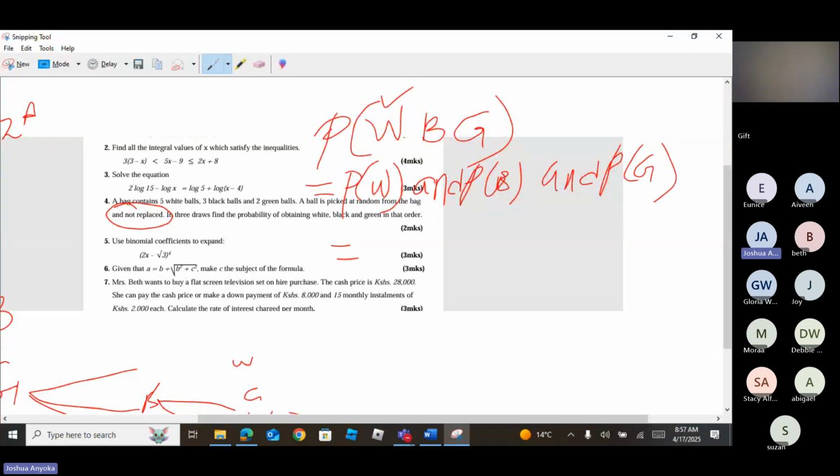So the probability of picking white is 5 over 10. Because of the word and, we multiply. Probability of picking black is 3, but now they were 10. We have taken 1. So how many are remaining? 9. times.